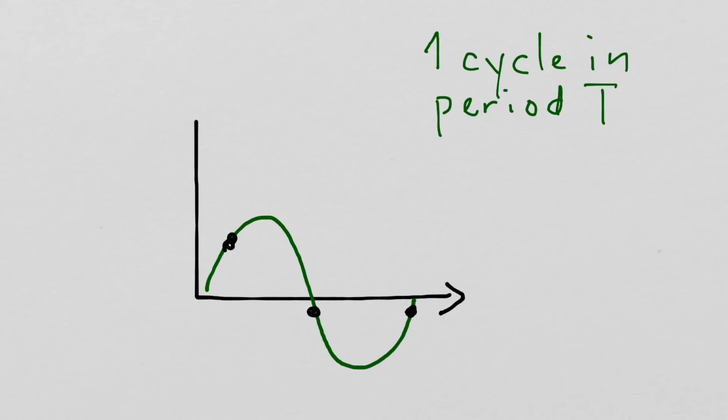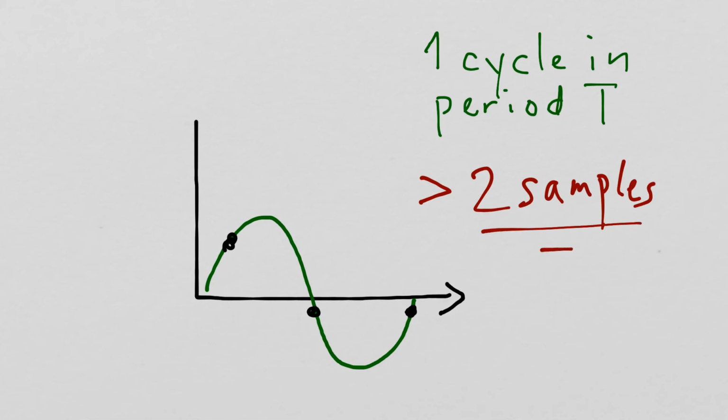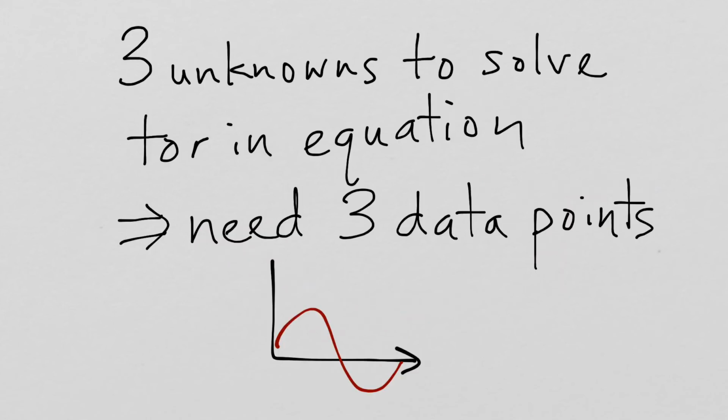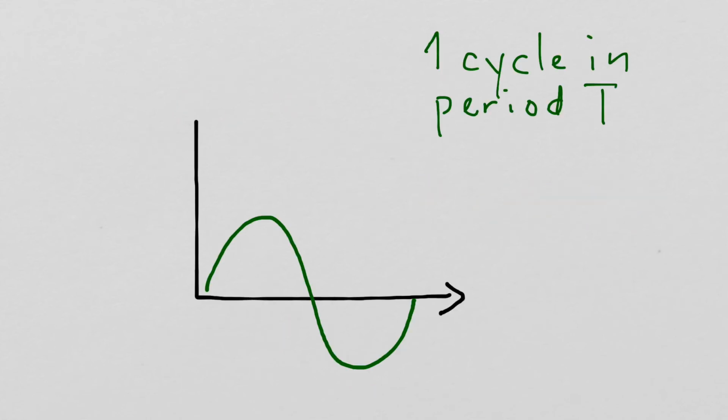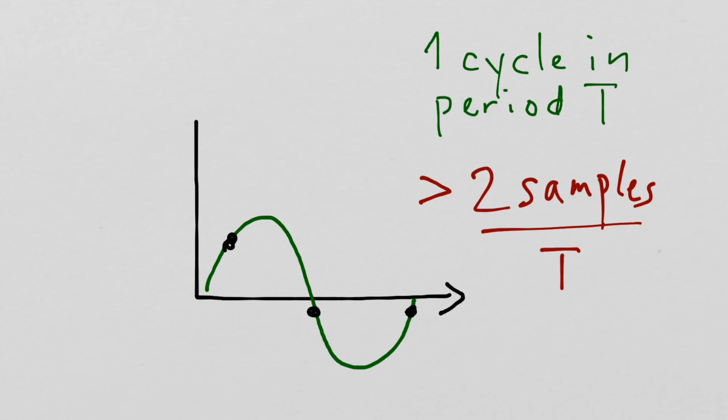And that also means I need greater than 2 samples per period t. As long as I have greater than 2 samples, then I'll have the 3 data points I need in order to solve for the 3 unknowns. Okay, so now we have to have greater than 2 samples per t.